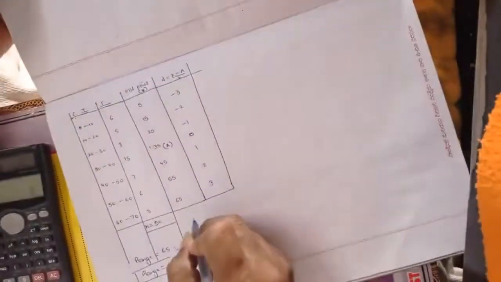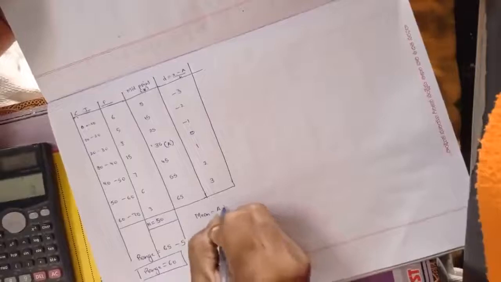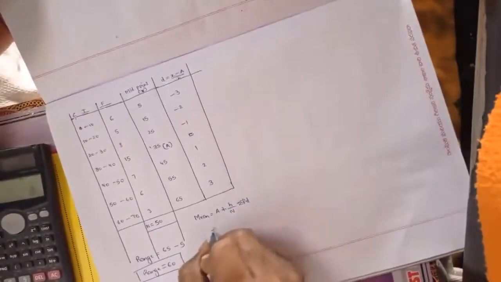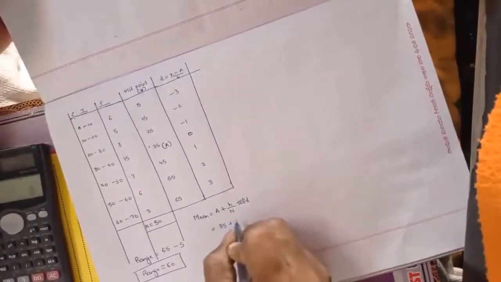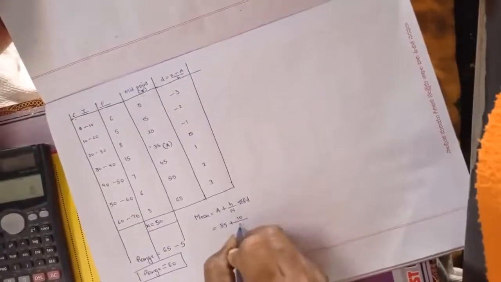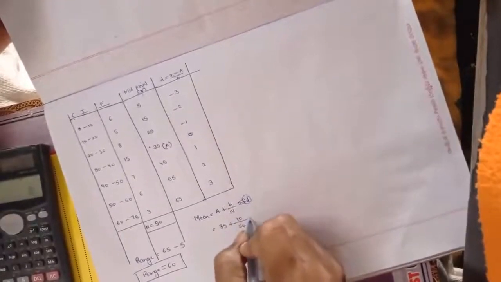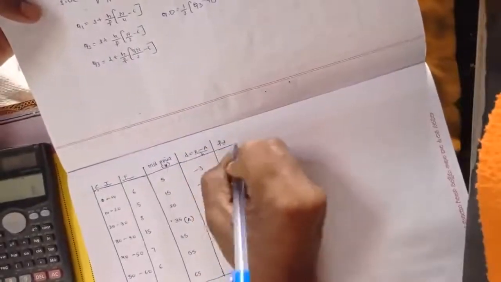So let us find the mean. Mean is equal to a plus h by n sigma fd. What is a? A is the arbitrary point 35, plus height is 10, by frequency sum 50, sigma fd. You have to calculate sigma fd to get the mean. So now calculate the fd column.